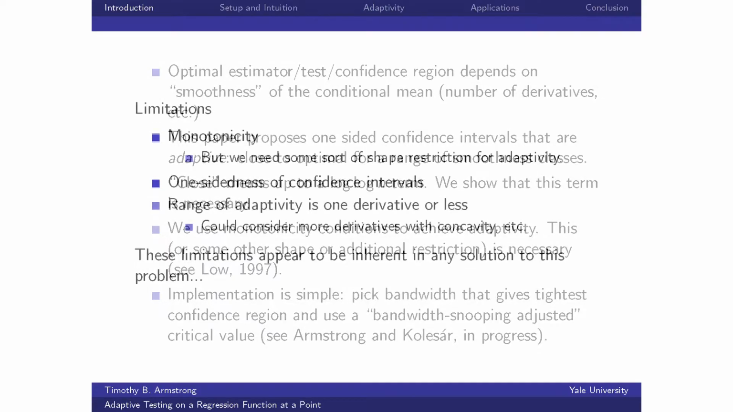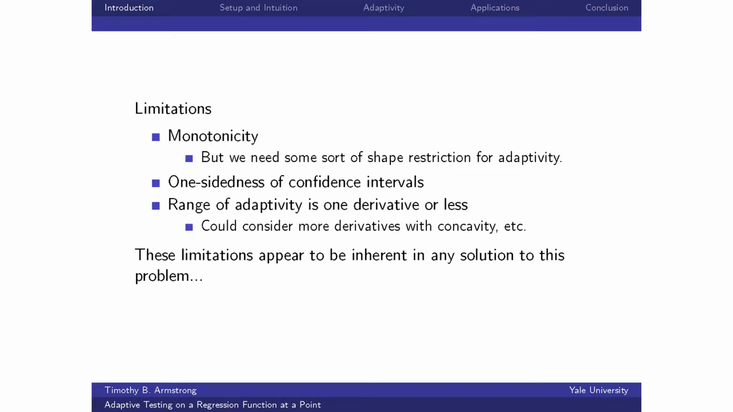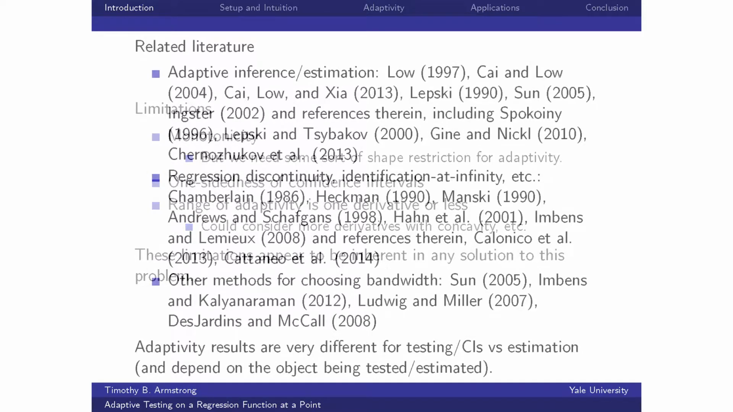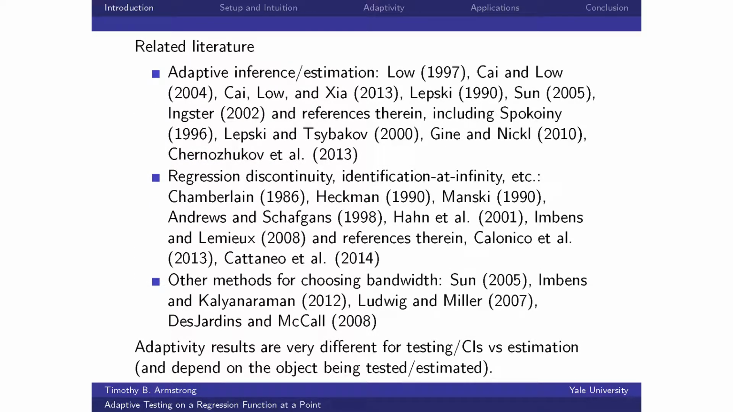There are some limitations to this. I've already gone over most of these, and it'll become clear why we need them later in the talk. One thing I haven't gotten to yet is that this is for ranges of adaptivity of pretty non-smooth conditional means. This is also tied in with the monotonicity assumption. You could play around with concavity and using more derivatives and so on, which I think would also be an interesting research program. There's a lot of related literature, although as far as I can tell, none of it has treated this particular problem.